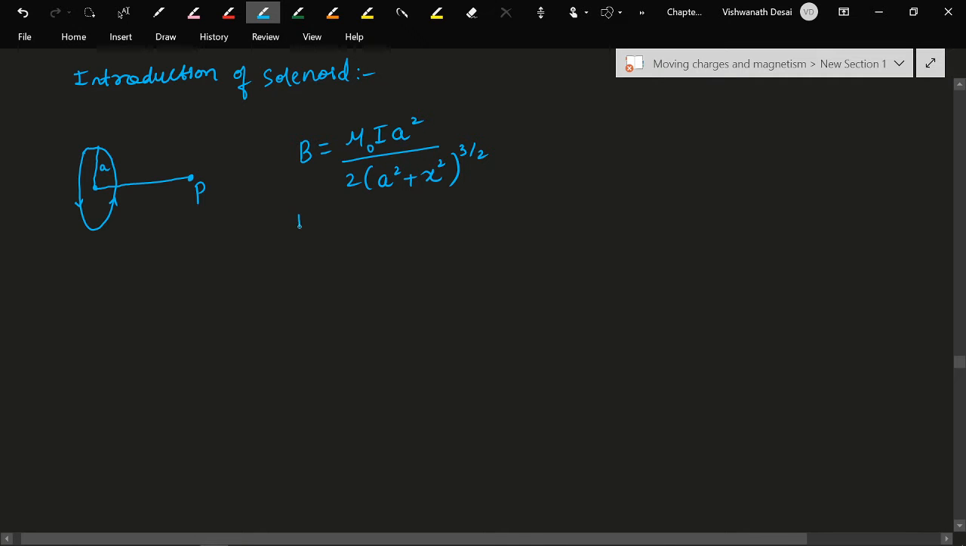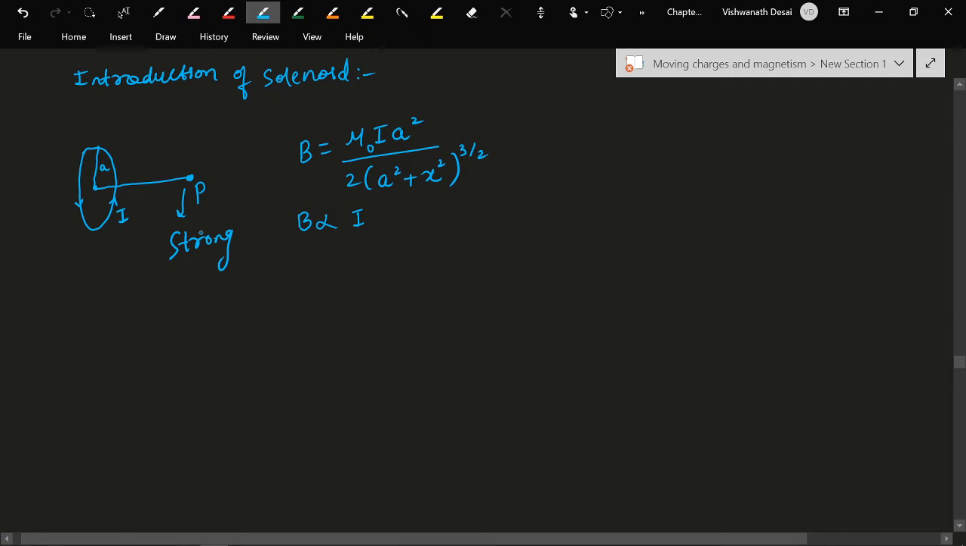Here you see this magnetic field completely depends on I, right? It depends on current. If you increase the amount of current passing through a conductor, the magnetic field at point P can be increased. Now I want to get a very strong magnetic field at point P.